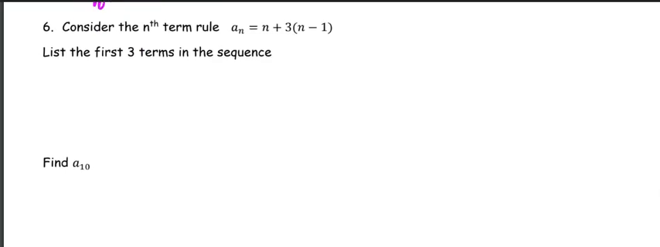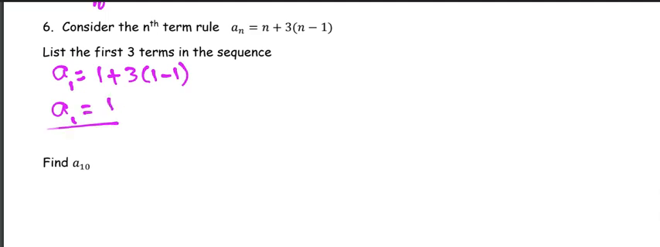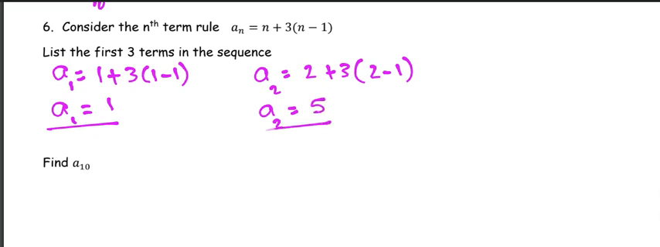And the next problem, I'm doing the same thing. I need the first 3 terms. That means I'm going to have to switch n with 1 to find the first term. And when I do that, I'm going to end up with 1 in the calculator. The second term, that means I need to switch n with 2. And when I put 2 plus 3 times 2 minus 1 in the calculator, I'm going to get 5.